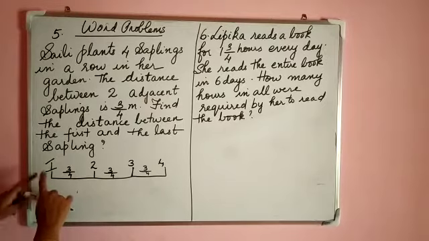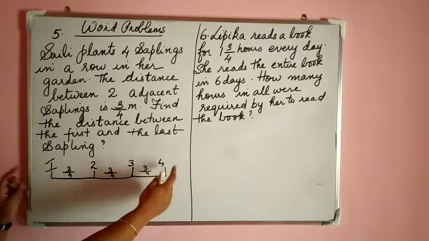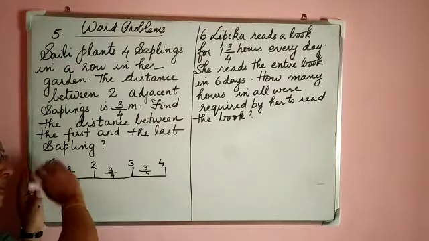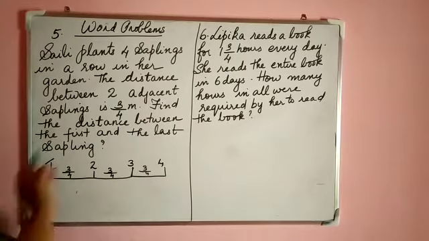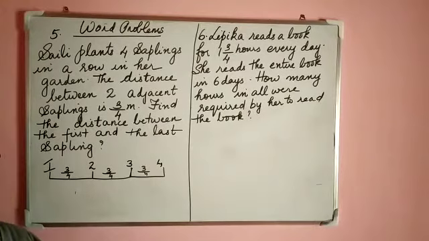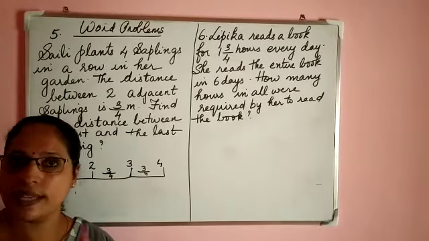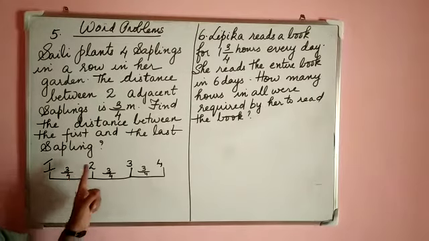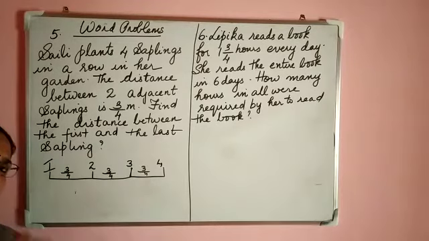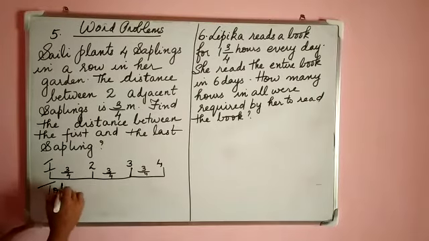Okay. So what is the distance from the first plant till the last plant? That means the total distance. What do you understand from that? Yes, the total distance. How do you find the total distance? Yes, by adding, addition. How many times you have to add? 3 by 4 plus 3 by 4 plus 3 by 4. Instead of adding the same number 3 times, what could you do in an easier way? Yes, exactly. Multiplication. So 3 by 4, how many times? 3 times.